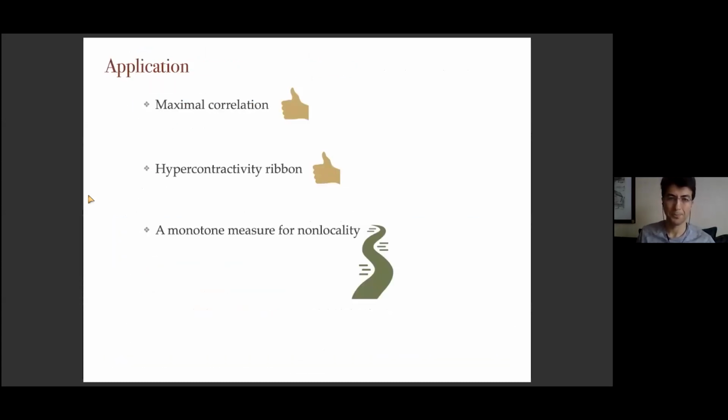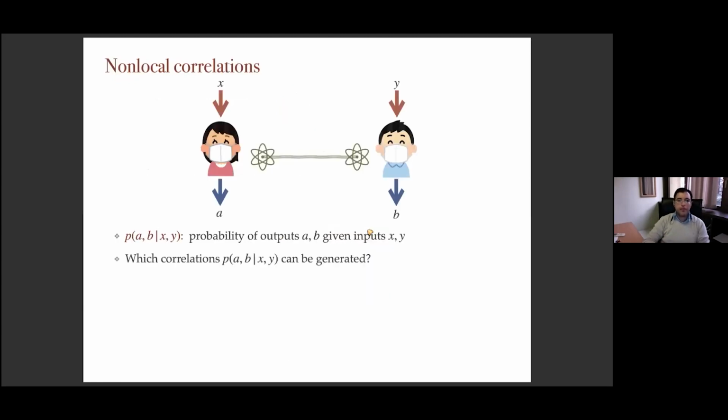Okay, so I told you about these two measures of correlation, this maximal correlation and hypercontractivity ribbon, which satisfy the tensorization property, and then some variants of the hypercontractivity ribbon and the relation between them. Now I want to tell you about some applications. In fact, I'll be talking about two applications where both of them are related to nonlocality and generalization of that. So let me tell you what the nonlocality problem is.